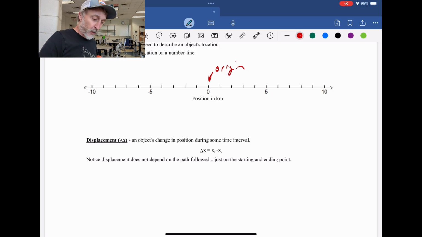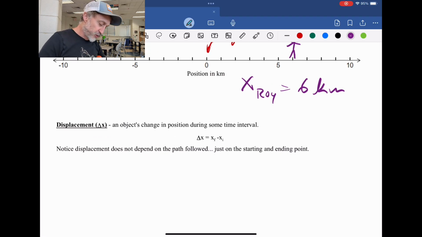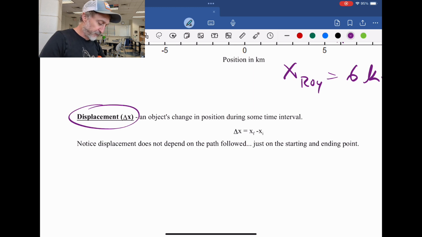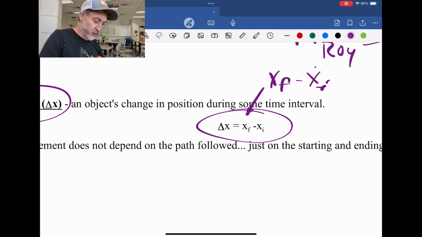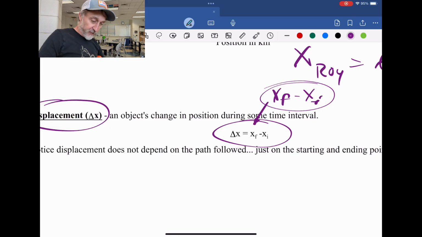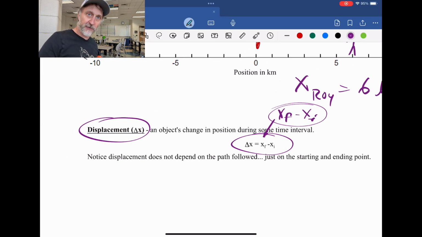So position is where you're at. So, maybe Roy is standing right here. Hello. Then I would say the position of Roy is 6 kilometers. Okay? Now, displacement is how much the position changes. So here's my displacement, change in position. And hopefully you learned in chemistry that anytime you're finding a change in a thing, it is always final minus initial. So to find my displacement, it's final position minus initial position. Okay? Notice, displacement doesn't depend on the path you followed. All we care about is the starting point and the ending point, okay?